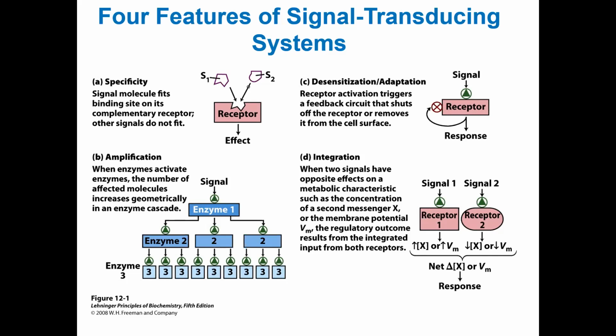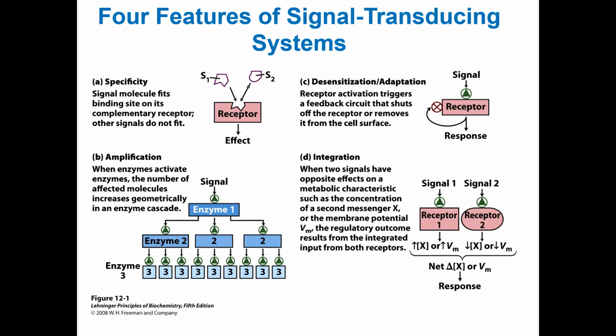Cell signaling is really, absolutely, as I always say, a fascinating area of biochemistry. And a lot of times people spend their entire life studying a signaling pathway. So there are four key features of signal transduction systems, and that's what is shown here in this slide.